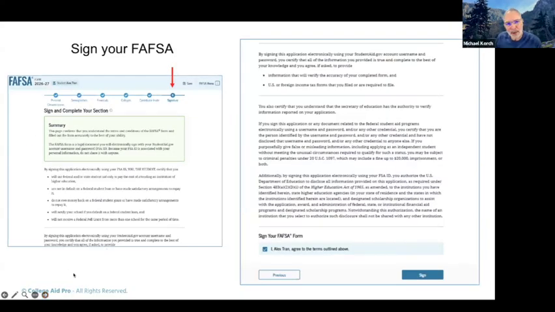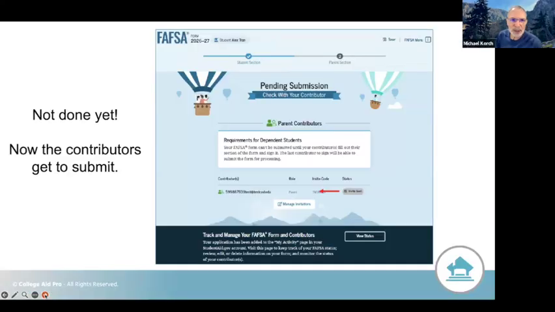And that's the last step we're pointing out there, the signature step. There's legalese. There's a check mark saying, yes, I agree to the terms, and click the sign button. Boom, the student one is done. And it will say pending submission now. So, yep, your part's done.